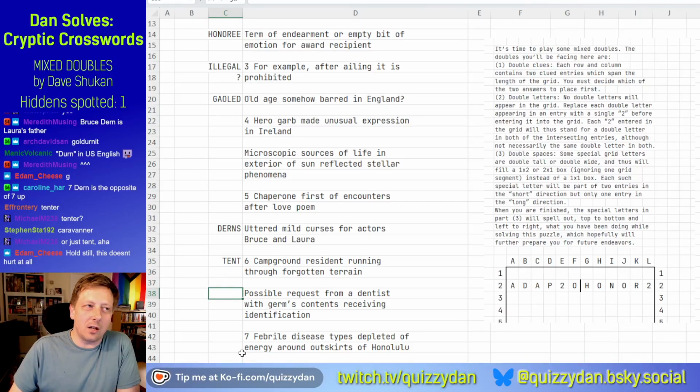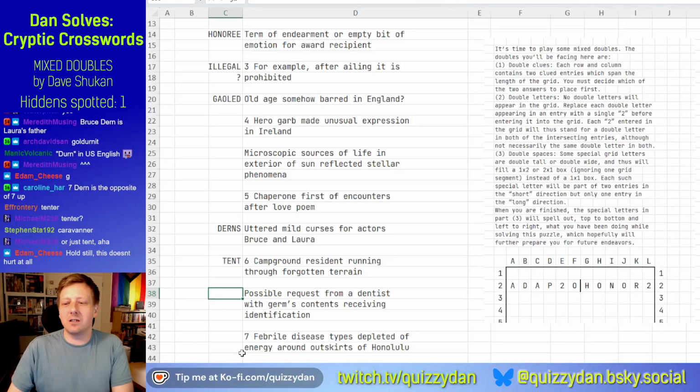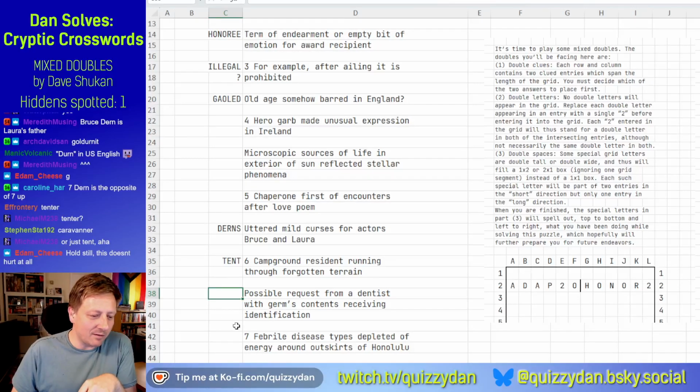Germs contents. Okay. Virus. But it's just going to be ER. Receiving identification. ID. Passport. Visa. Why can't I get this? Has anyone got 6B? No one's got 6B. We'll have to come back to it. But that's so strange, because there's only like 6 words that it could be. Gargle, spit, rinse, polish, floss, brush.